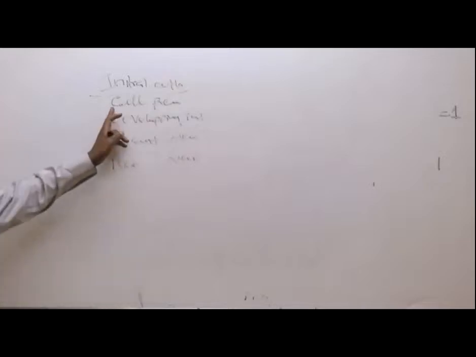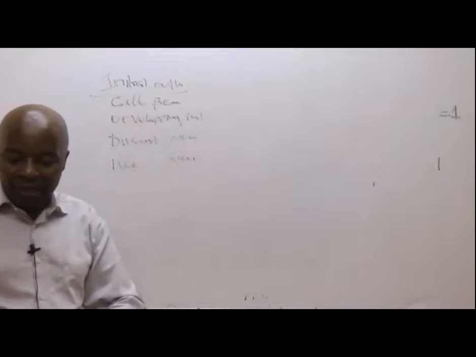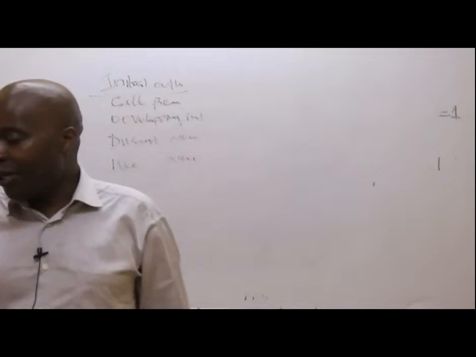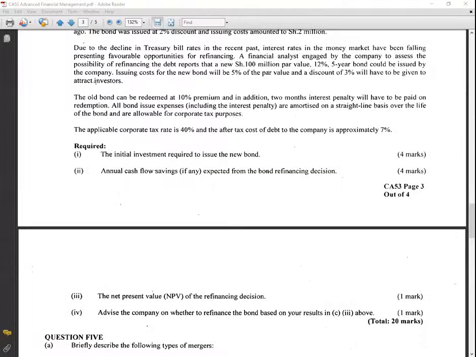So kama ni call premium, wamekuambia call premium ni nini? Wamesema call premium, wamekuambia hapa. The old bond can be redeemed at 10% premium and in addition 2 months. So 10% premium, very easy. Utakuja useme 10% of 100, which will end up giving us what? 10. Overlapping interest, remember these two. Tulisema hizi mbili ni gani? Hizo mbili ni za old. Remember hizo mbili ni za old.